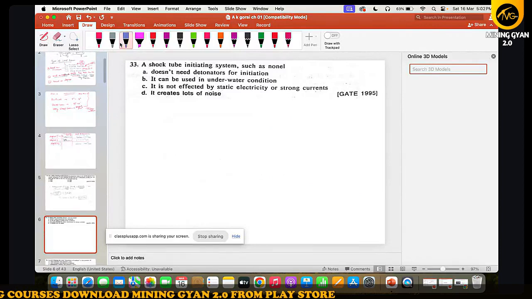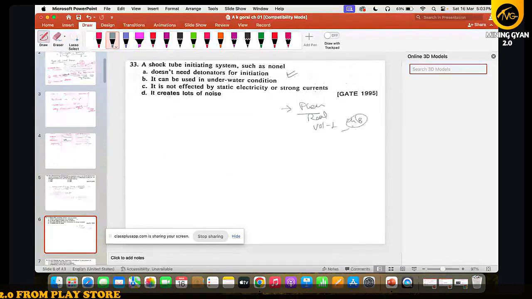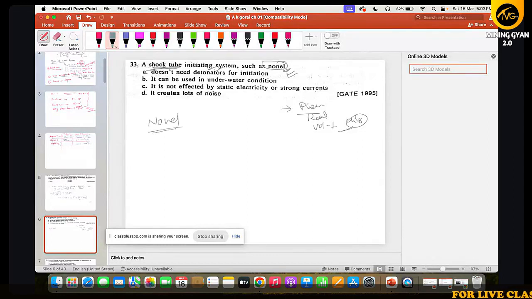देखो ये भी ब्लास्टिंग से आया है. टुडे प्लीज गो एंड रीड वॉल्यूम 1 चैप्टर 8. शॉक ट्यूब ब्लास्टिंग से रिलेटेड है ना. सो ही इज सेइंग दैट शॉक ट्यूब initiating system such as nonal. What is nonal? Please comment what is nonal.